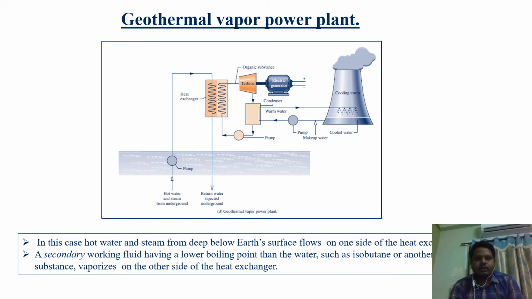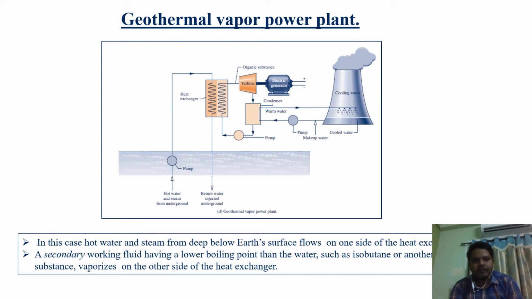Okay, so these are the different power plants: geothermal vapor power plant, solar vapor power plant, fossil fuel power plant, and nuclear power plant. The common thing is that all four power plants operate on the same cycle, which is the Rankine cycle. But the difference is how the water is converted into steam.